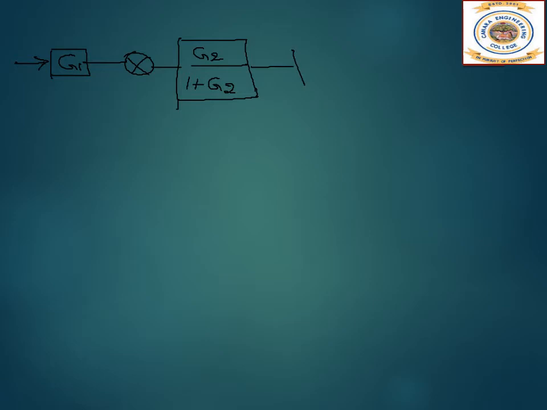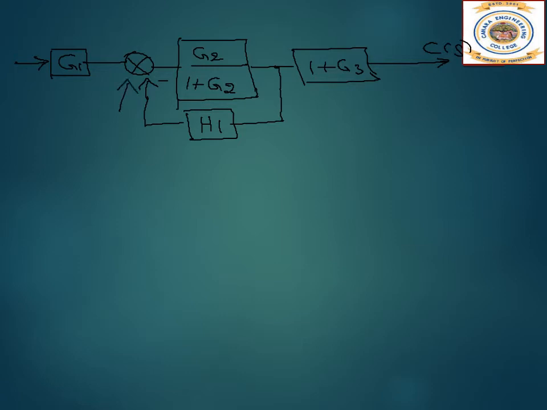Then here we have parallel. Parallel is G3 in the forward path, in the other path it is 1. So it is 1 plus G3. Then here it is C of S. And here we have a negative feedback with the H1, it comes from here. And one more, again negative feedback with the H2. So now we have again two feedback paths. So first we'll solve the inner loop. Two loops we have, so let me solve the inner loop.